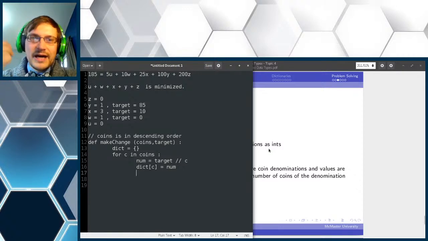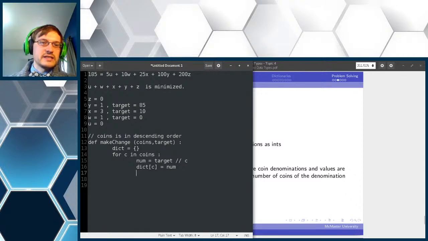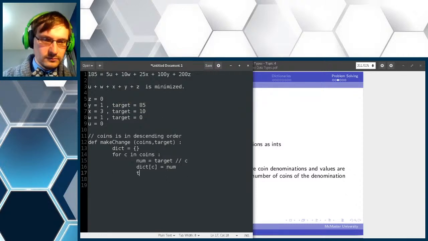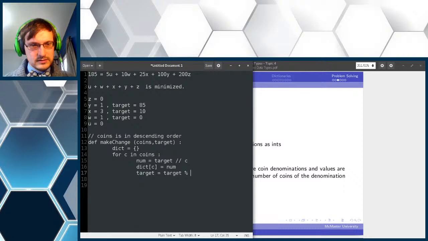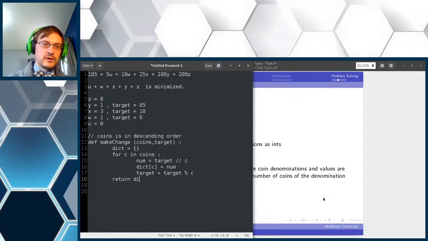However, we want to modify the target value so that on the next loop iteration, it reflects the decreasing amount that we have left to compute. So target is equal to target modulus C. Remember that modulus is the remainder of integer division. Because the target is the remainder, this is the natural operation to be performing on it. Then, of course, we wish to return our dictionary. There we go.